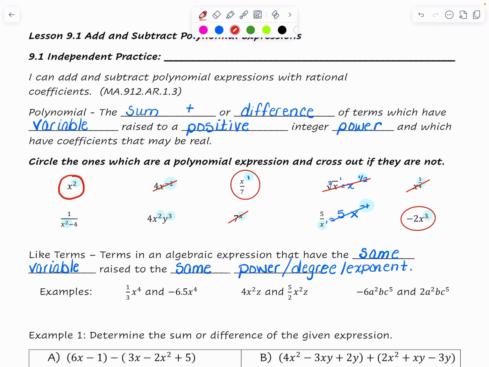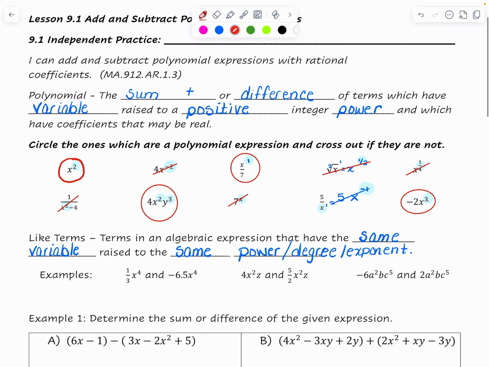X squared, y to the 3rd, those are both good. And then the last one, x squared minus 4 over x. Now keep in mind that when we see that x in the denominator, we're going to go ahead and say not one that we're going to look at.